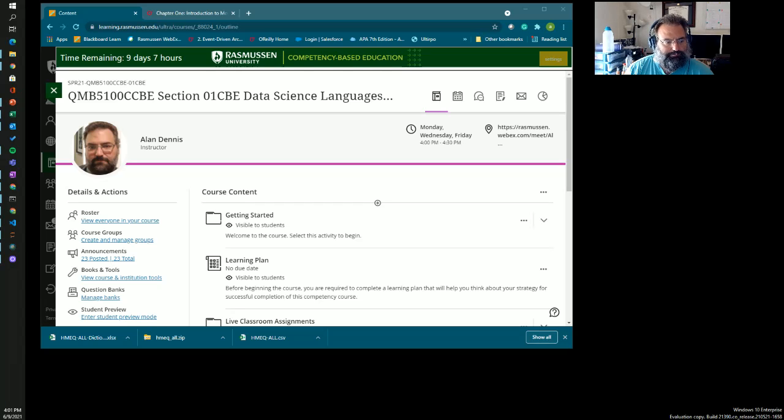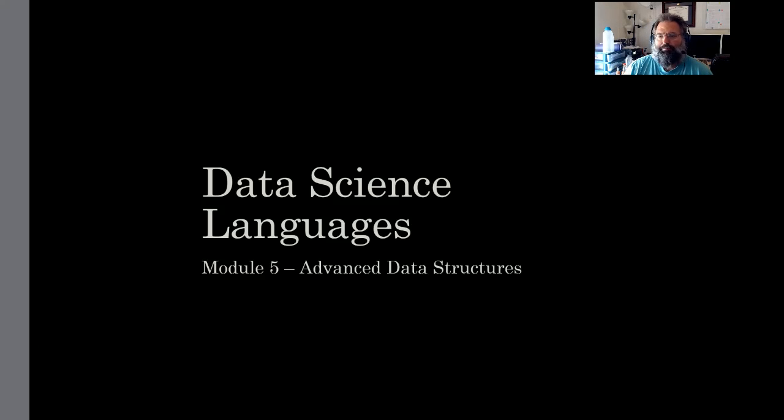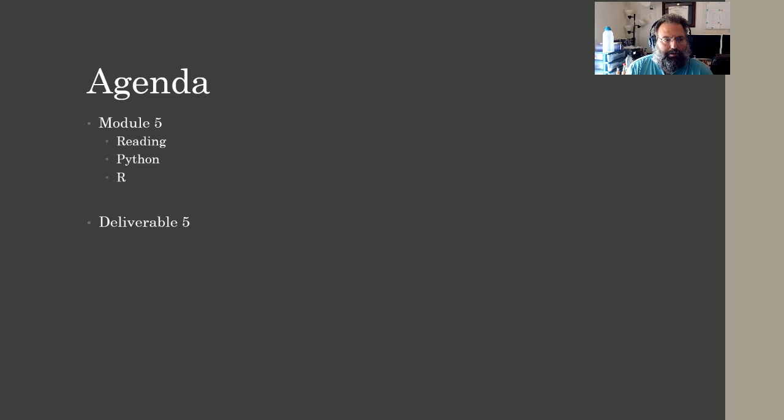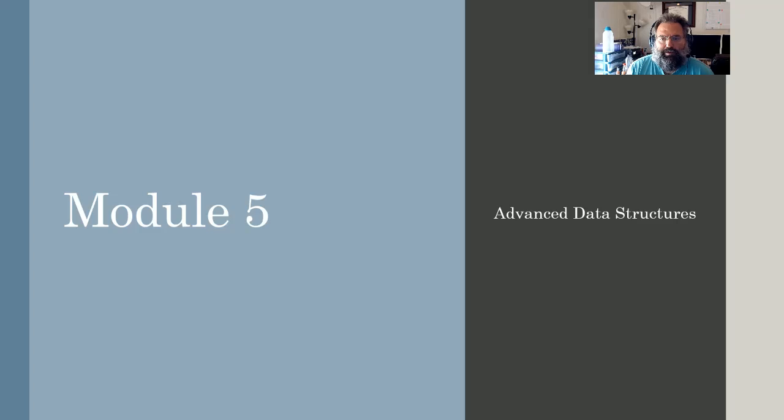Moving on. Today I will be revisiting Module 5. The idea is to hopefully set up everyone for success. So that's what I'm attempting to do. So jumping straight in, Module 5 deals with advanced data structures. And our agenda, typical for Module 5, is to talk about the reading, Python, and R, and then talk a little bit about the deliverable that's associated with it, in this case deliverable 5.